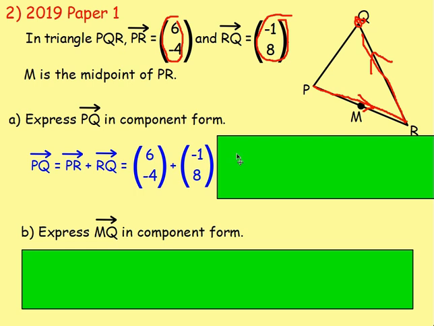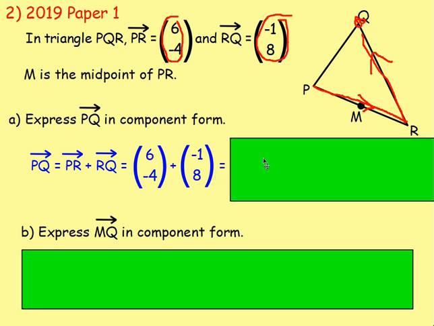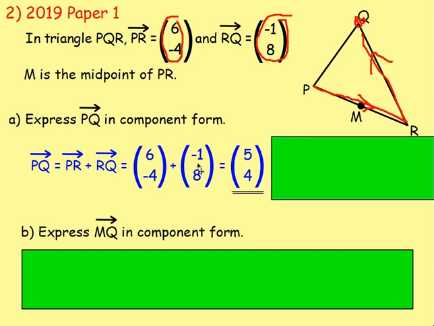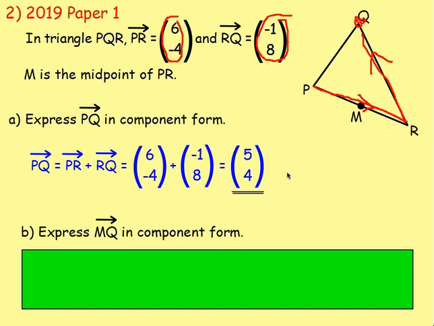So 6 add negative 1 would be 6, take away 1. And negative 4 add 8. If you work out 6 add negative 1, you end up with 5. And if you do negative 4 add 8, you end up with 4, meaning that would be our answer.